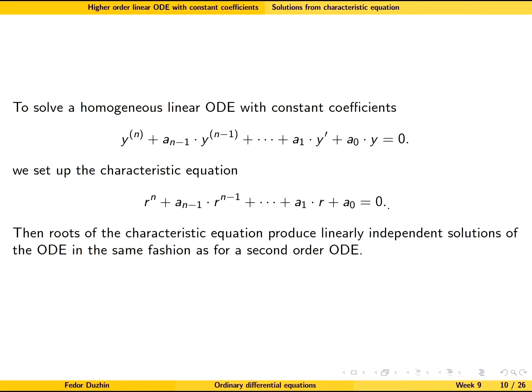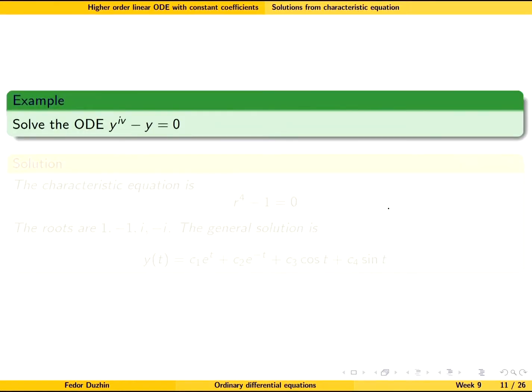Then if we have a linear homogeneous ordinary differential equation with constant coefficients of order n, then just like for a second order differential equation, we set up the corresponding characteristic equation and try to solve it. And then the roots or the zeros of the characteristic equation give us solutions of the ordinary differential equation in the same fashion as for a second order ordinary differential equation. Only now there's going to be some extra cases. So let me go through it.